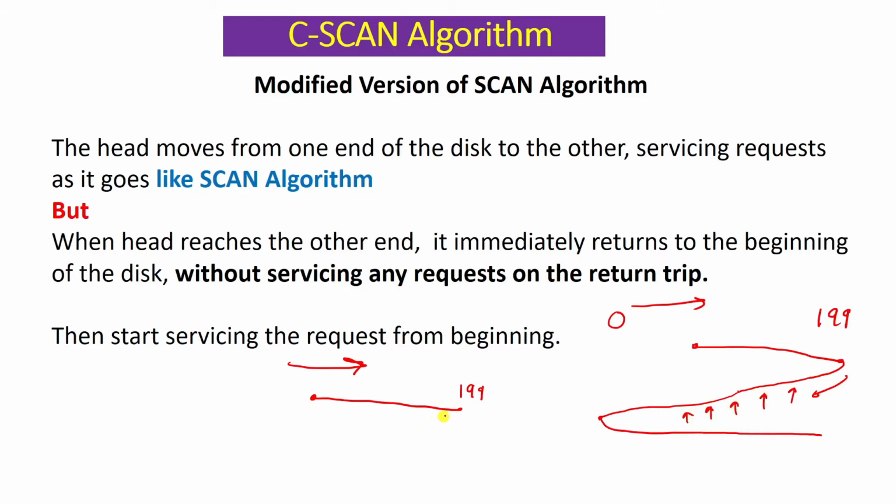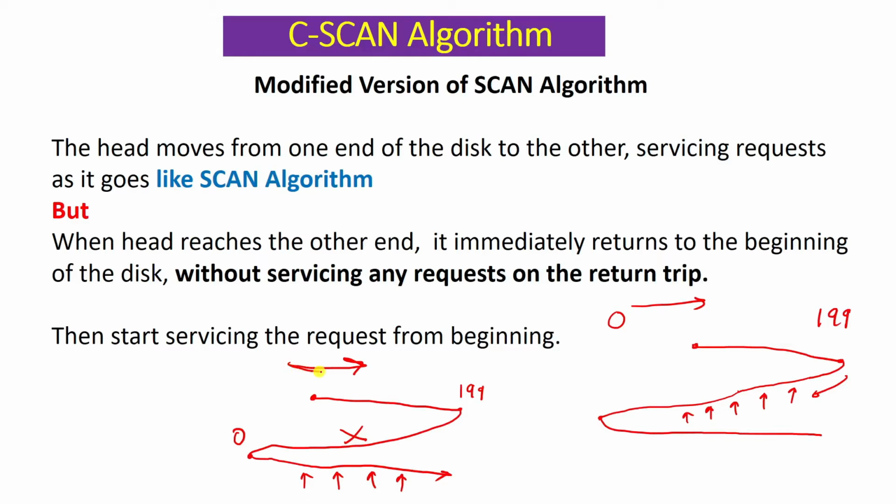But in C-scan we will change our direction and come to the 0th cylinder, but in between we will not service any request. We will not entertain any request. On this path, whatever requests are remaining, we will now start from the 0th cylinder and scan again in this direction, and here we will service the remaining requests. So in this return journey we will not service any request, right?